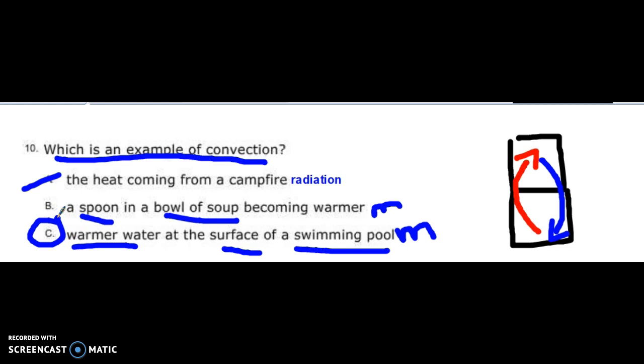or if this shows up on a benchmark, or even on EOG, I want you to figure your way through this one. The water is the only thing circulating. When the heat is moving through the spoon itself, the heat is being conducted through the metal. And I know that that's tough to think about, but C is definitely the best answer.